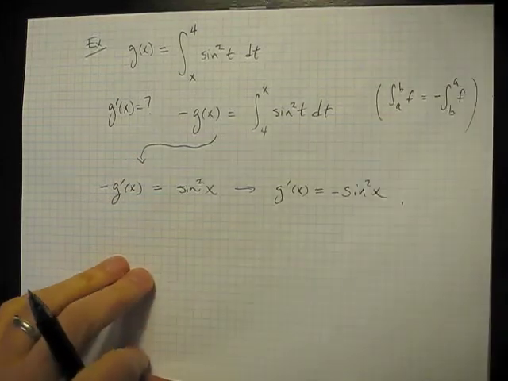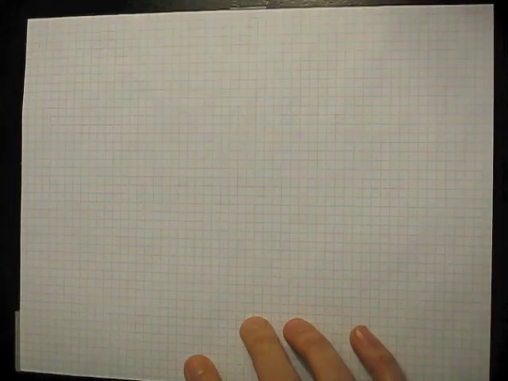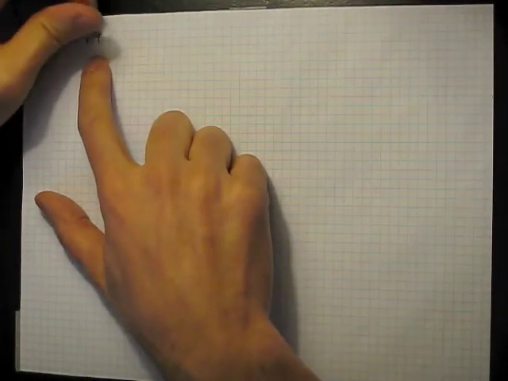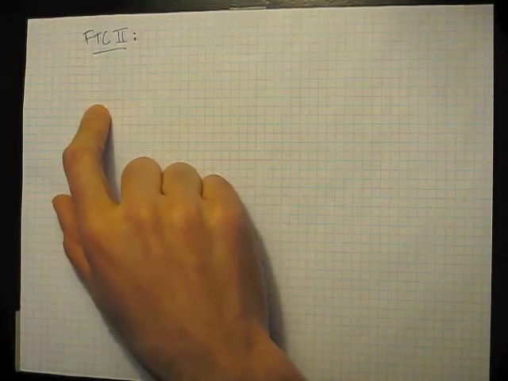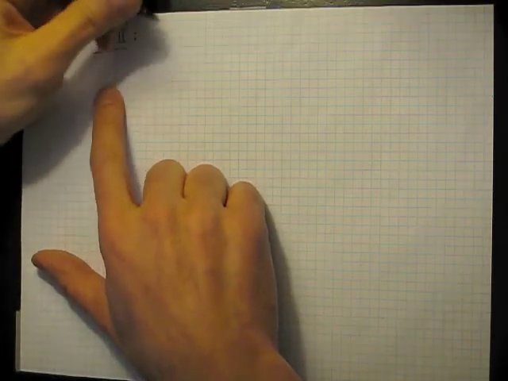Okay, so that is the fundamental theorem of calculus, part 1, and its applications. All right, now let's talk about the fundamental theorem of calculus, part 2. This is sometimes called the evaluation theorem or something like that. So here's what it says.